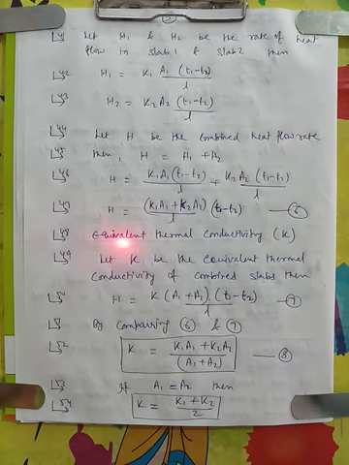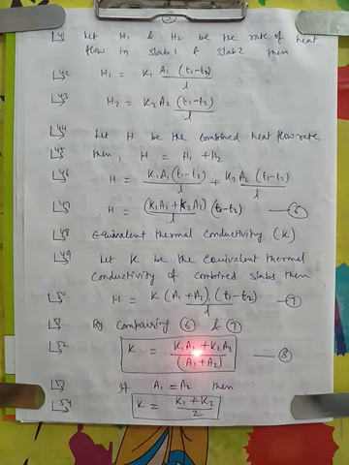Now let us concentrate on the equivalent thermal conductivity. Let K be the equivalent thermal conductivity of the combined slabs. Then H is equal to K (A1 plus A2), the total cross sectional area, with the combined thermal conductivity and the temperature difference at both extremes divided by the total length. These are both the same for the same slab, so if we compare 6 and 7, we get the equivalent thermal conductivity of the parallel combination as K is equal to (K1 A1 plus K2 A2) by (A1 plus A2). Say this is equation 8.